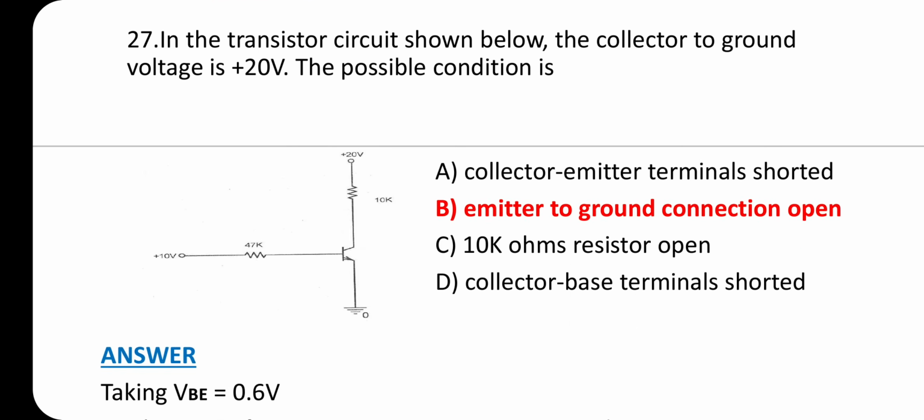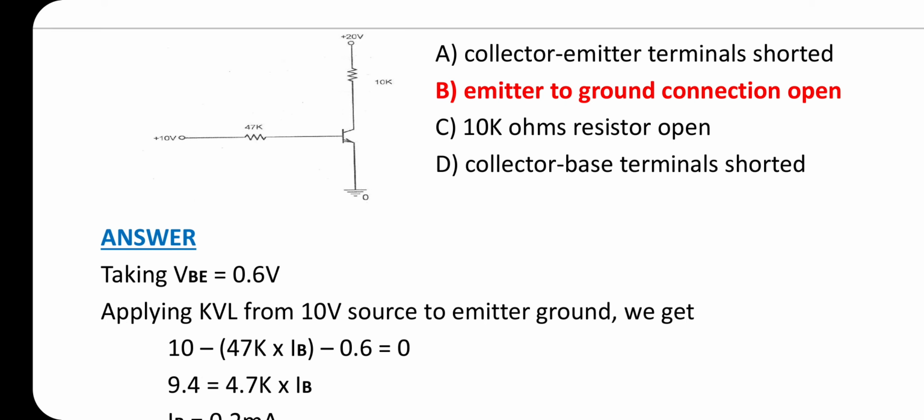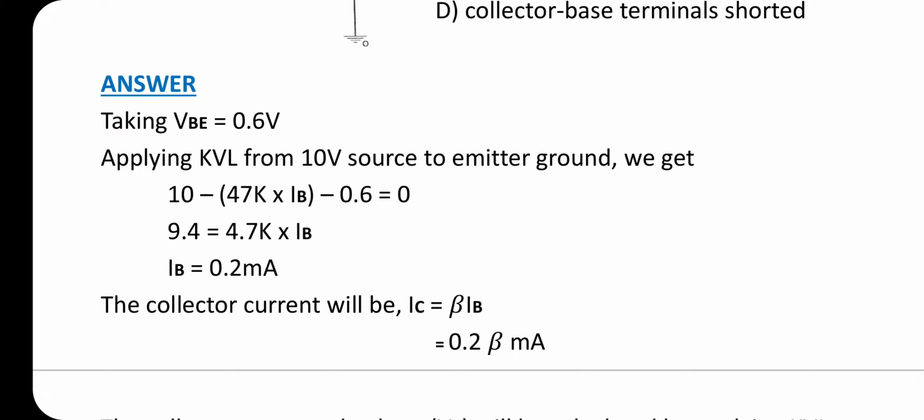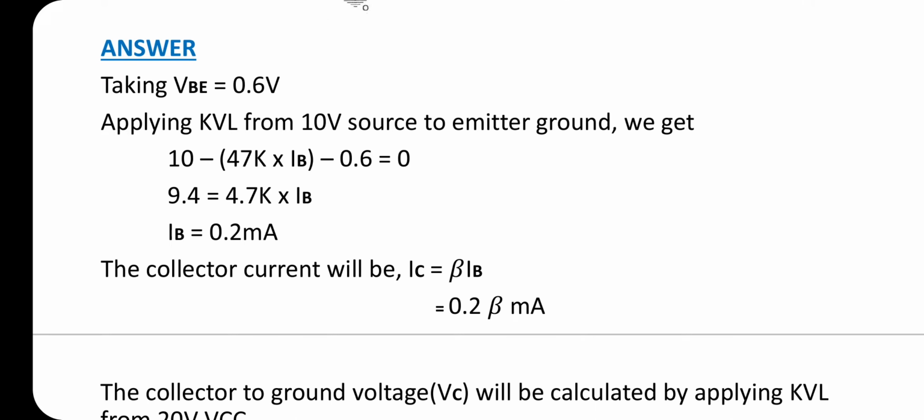Question number 27. In the transistor circuit shown below, the collector to ground voltage is plus 20 volt. The possible condition is. Answer is option B, emitter to ground connection open. For a transistor, the emitter, base and collector current have the following relationship: IE equal to IC plus IB, also IC equal to beta IB. Here taking VB equal to 0.6 volt.